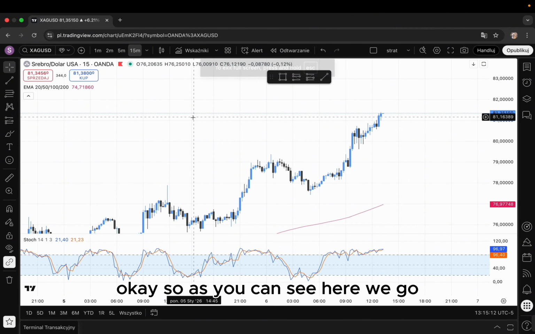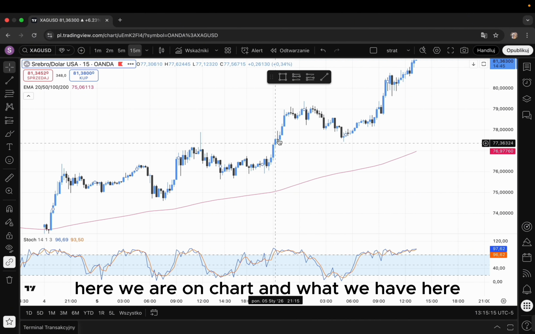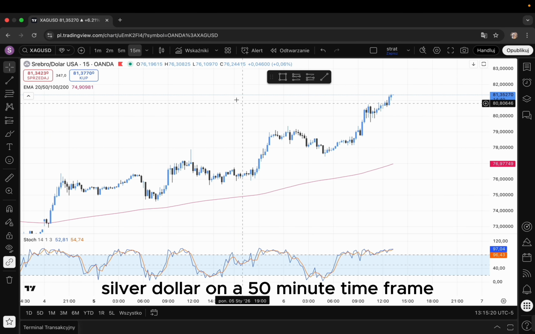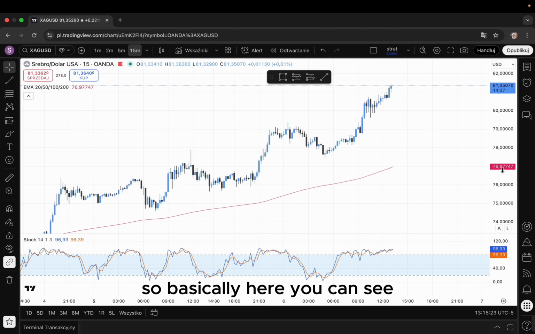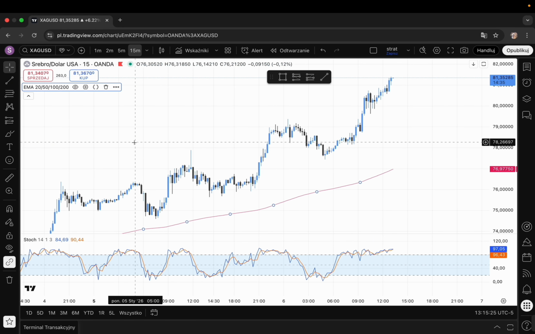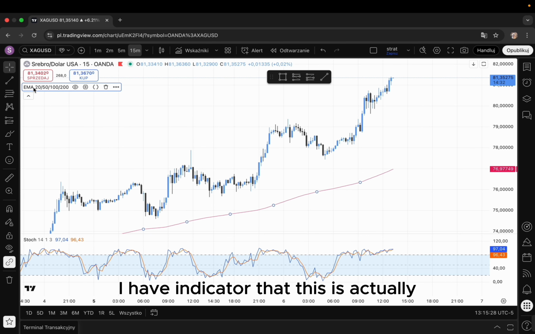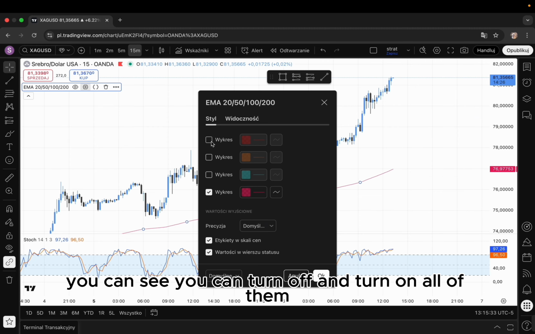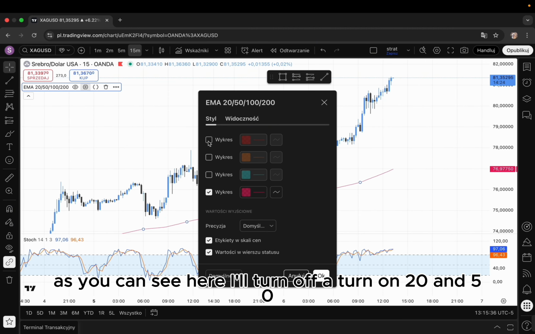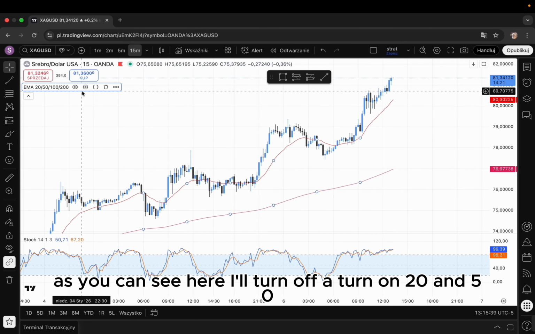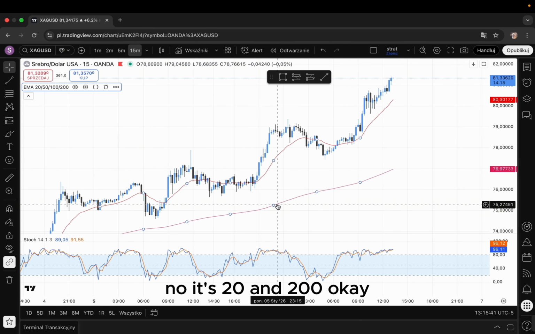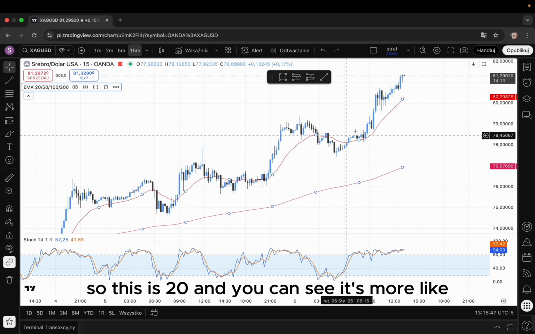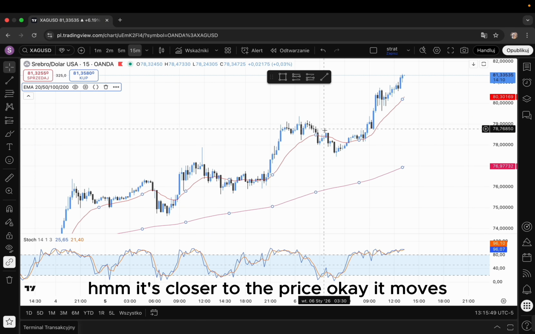Okay, so as you can see, here we are on the chart, on silver dollar on a 50-minute time frame. Here you can see I have indicators that you can turn off and on. I'll turn the 20 and 200 on and off. So this is the 20, and you can see it's closer to the price.